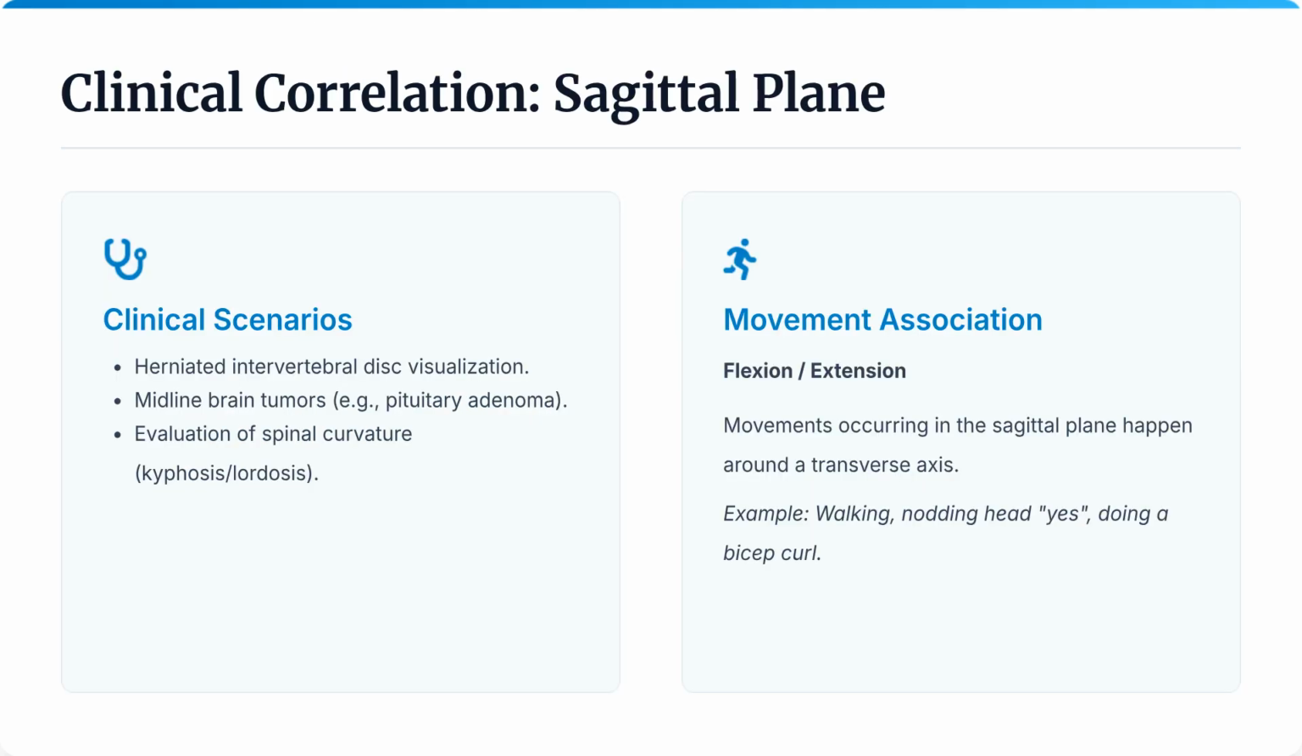Movements associated with the sagittal plane include flexion and extension, such as walking or nodding your head yes. These movements occur around a transverse axis. Clinically, this plane is used for visualizing herniated discs and evaluating spinal curvature.